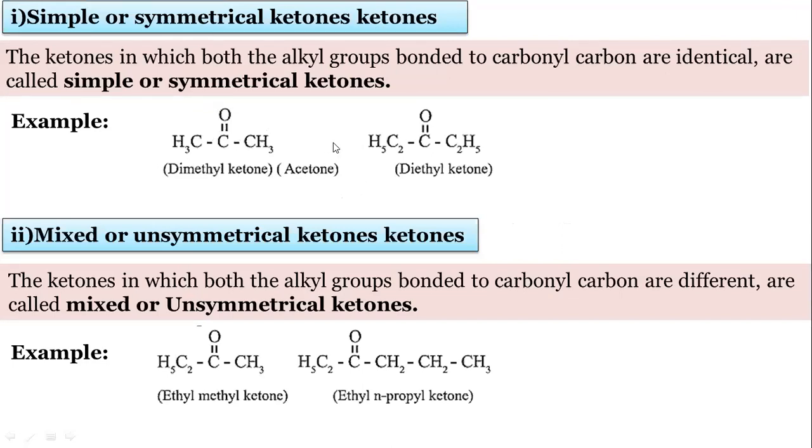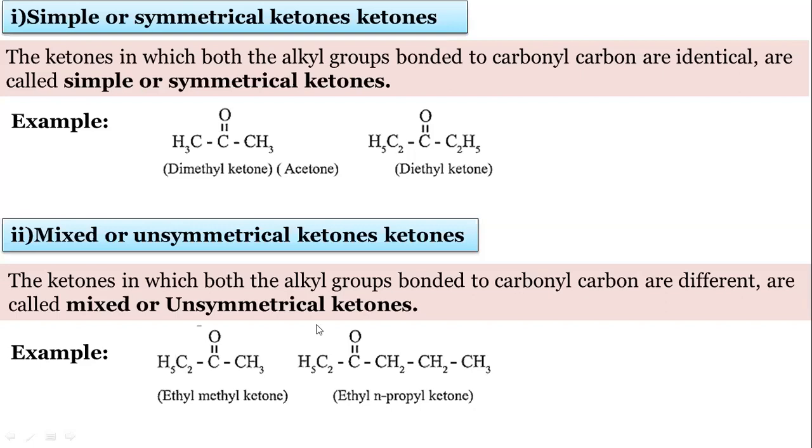Remember, note that this classification was asked 2 times in the board exam. Simple or symmetrical ketones and mixed or unsymmetrical ketones. The question was asked like this: explain the classification of ketones, 2 marks. So we have to write these simple symmetrical ketones. For half mark, we have to write the definition, half mark for the example, again half mark for the definition of unsymmetrical ketones, and half mark for the example. One example is expected. So this is dimethyl ketone. It is also called acetone. This is the common name.